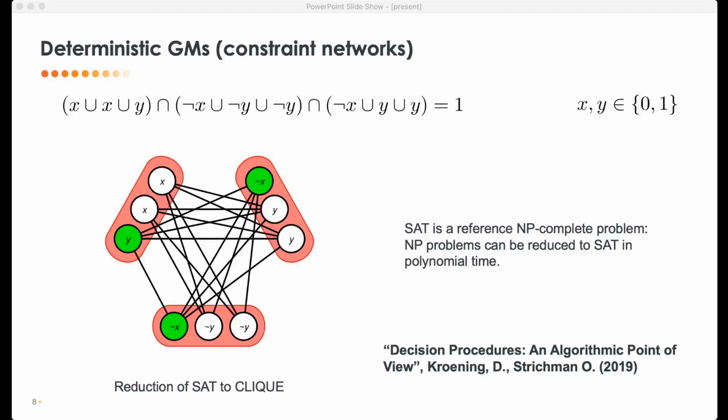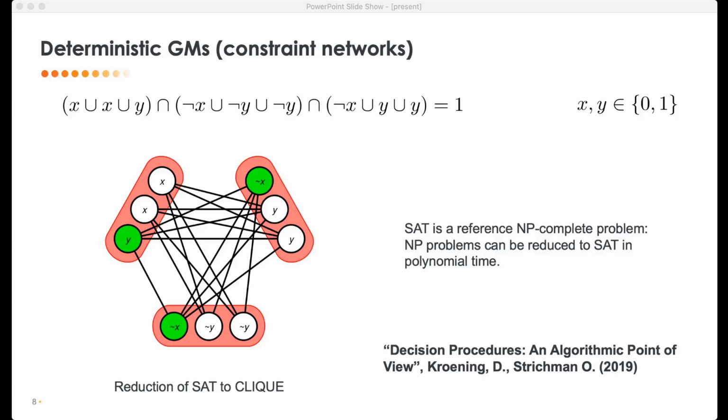So for SAT, the number of comparisons or runtime will be exponential in the number of variables and the number of clauses. Many problems in graph theory are proven to be NP-complete by transforming them into an instance of SAT or some other NP problem. Here on the left is shown a reduction of SAT to a clique problem on graphs. A clique problem is finding a maximal clique in a graph. And you may notice that this graph already looks very much like a graphical model.